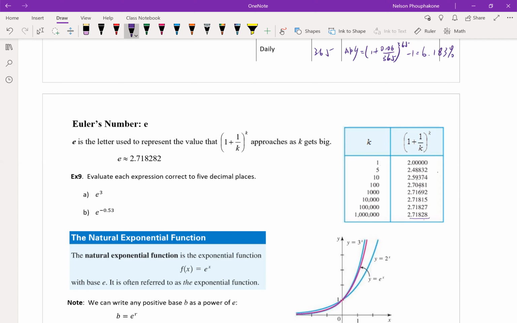So therefore, this number is what we use a lot, so we use a symbol to represent this number, okay? So we use the e to represent this number. Okay, so now how do we actually evaluate e to the power of 3 or e to the power of negative 0.53? Then let us go back to your calculator now.